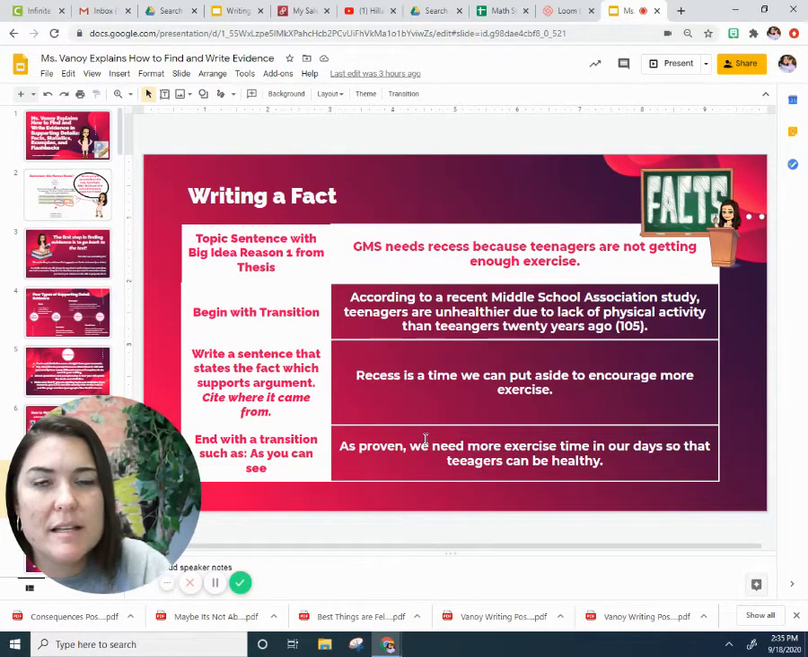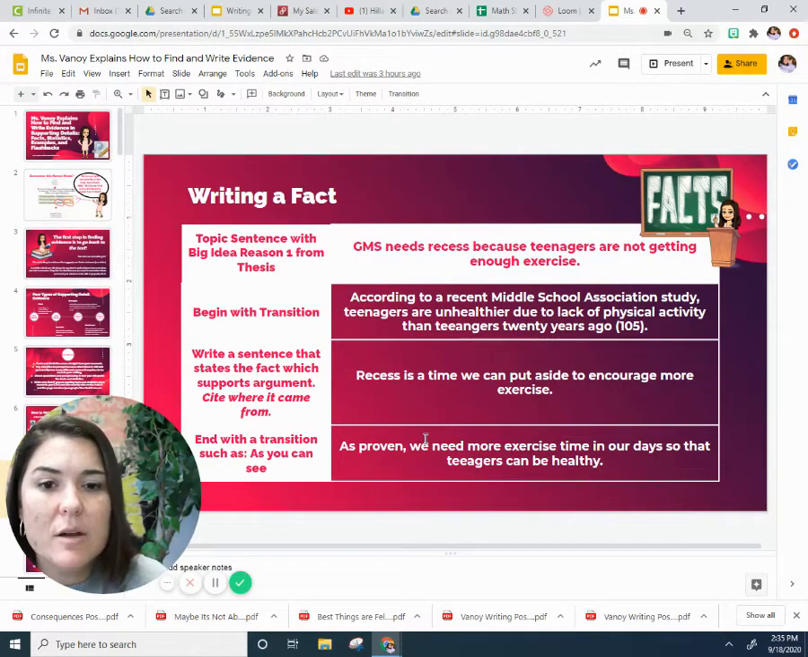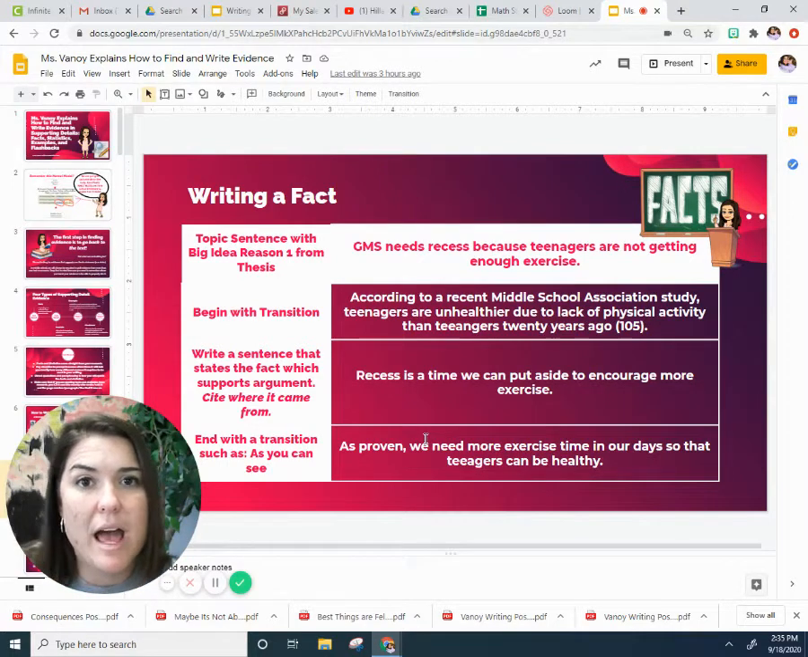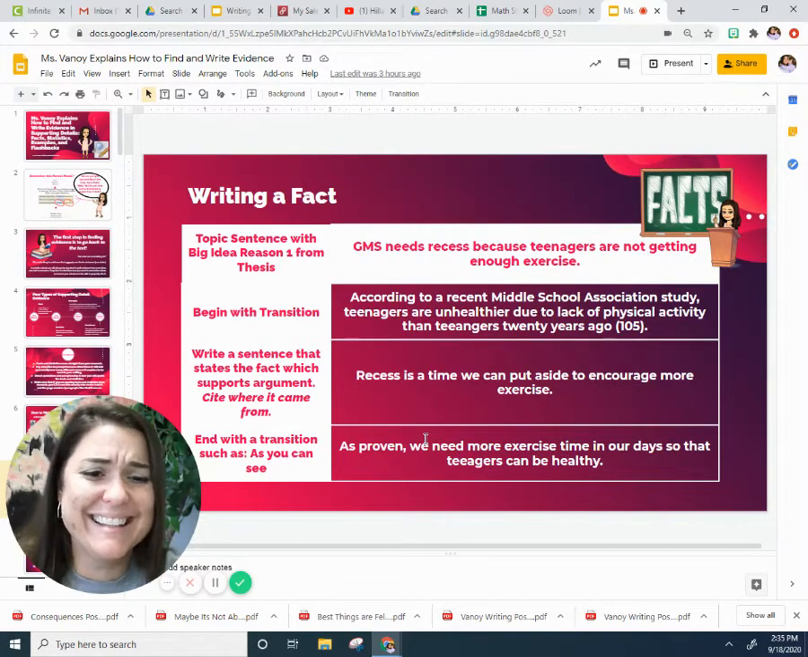So, for example, I have the topic sentence for the very first body paragraph. It says GMS needs recess because teenagers are not getting enough exercise. So what I did was I referred back to my topic sentence, and I knew I had to find some sort of evidence that would support that. So I went to my research and I found a fact. According to a recent Middle School Association study, teenagers are unhealthier due to lack of physical activity than teenagers 20 years ago.